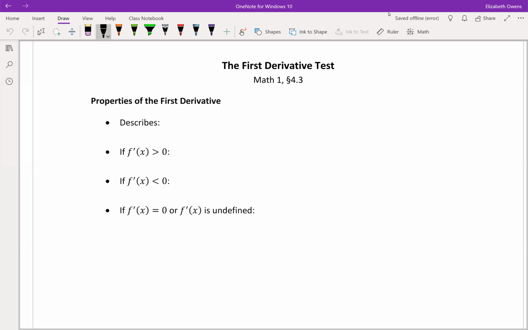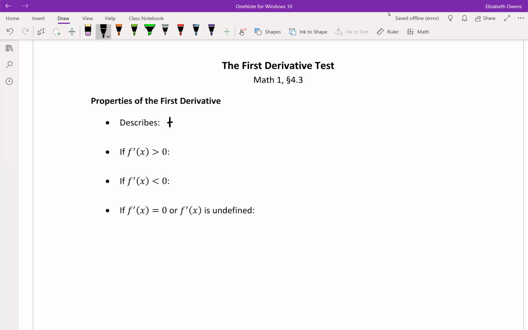So let's see here. For the first derivative test, we naturally have to know some things about our first derivative. So we'll start out with some properties, and this first one should be pretty familiar to you. What the first derivative is describing is basically the slopes of tangent lines. We saw a lot of that last chapter. So this is describing the slopes of the graph's tangent lines, for whatever function we're looking at.